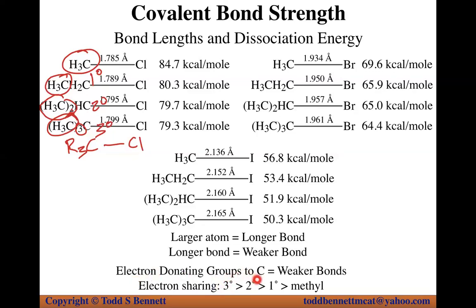You have three R groups. Secondary, you have two R groups, or two alkyl or carbon-based groups. Then primary and methyl. So these are electron-sharing, electron-donating groups. The more you have, if you have three rather than two, or two rather than one, or one rather than just none in a methyl group, it'll donate more.